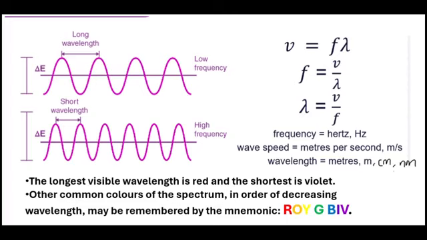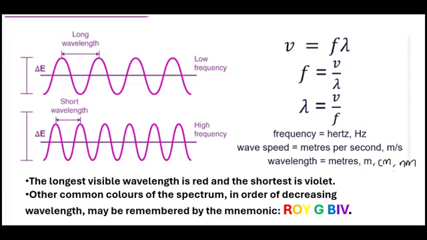This is the formula representing frequency. This is the formula representing the velocity and frequency: velocity equals frequency multiplied by lambda, and frequency is inversely proportional to wavelength. The longest visible wavelength is red and the shortest is violet.